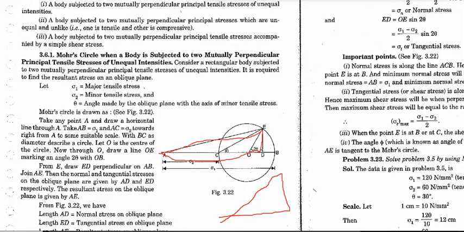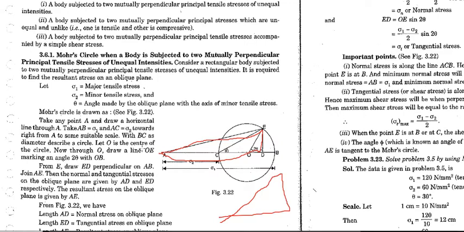And you know that this AE is the resultant stress, hence the resultant stress equals the square root of sigma n square plus sigma t square. And this is the same formula that we obtained in the analytical method. The same thing we have obtained here by using the Pythagorean theorem, that the resultant stress is equal to the square root of the normal stress square plus the tangential stress square.